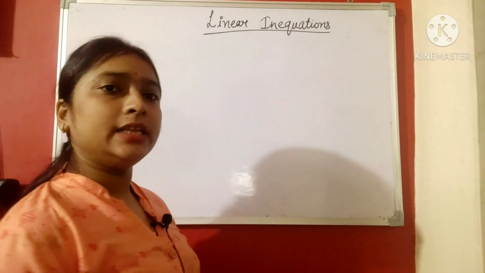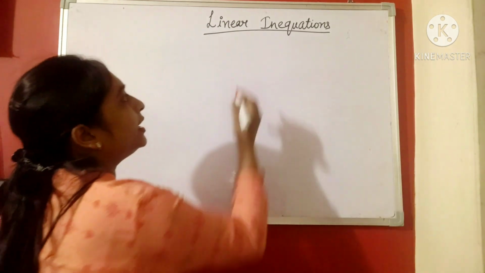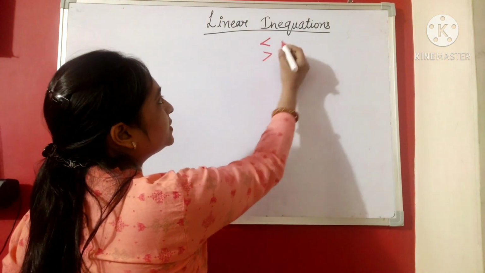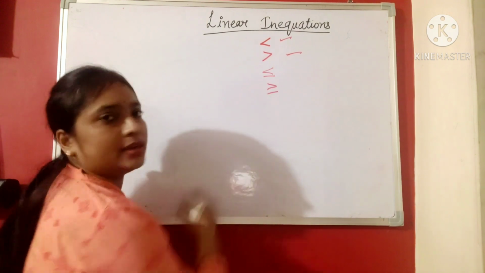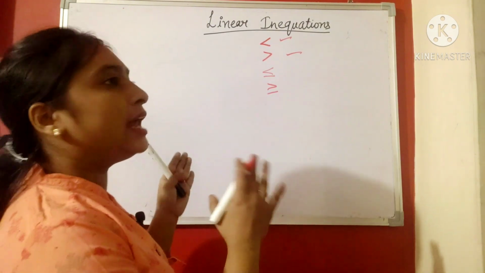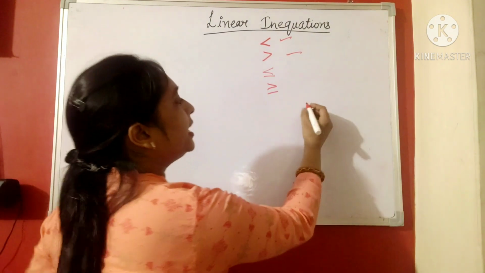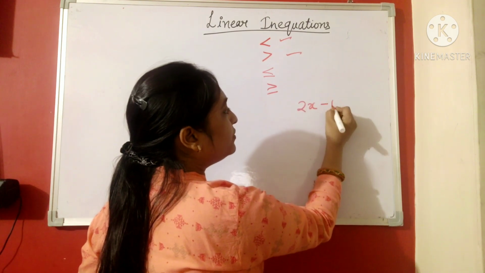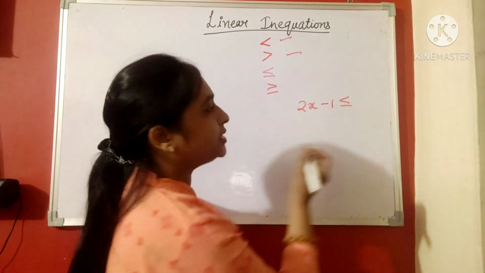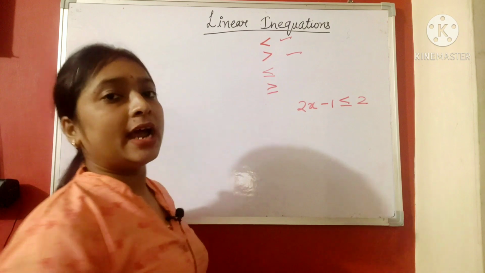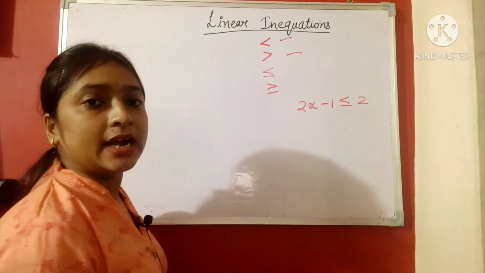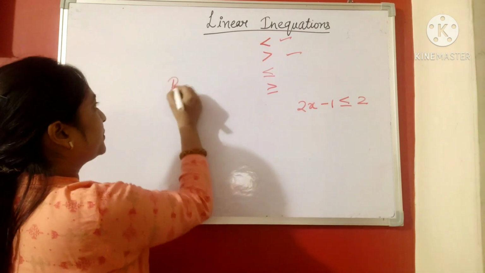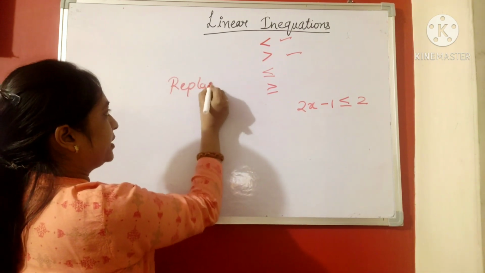Now let's understand linear inequation. In linear inequation, we have the conditions less than, greater than, less than equals to, and greater than equals to. Right. Here we will have the inequations. In equation, how to identify? We will have the inequality in it. Right. Now before understanding the linear inequations, let us understand what is replacement set and what is solution set.